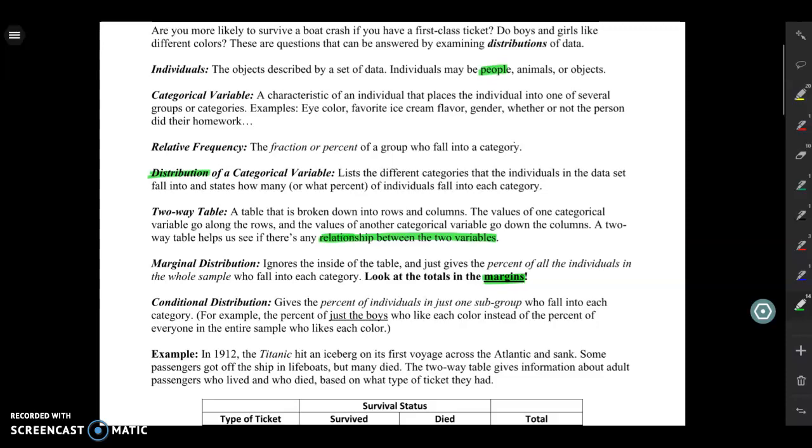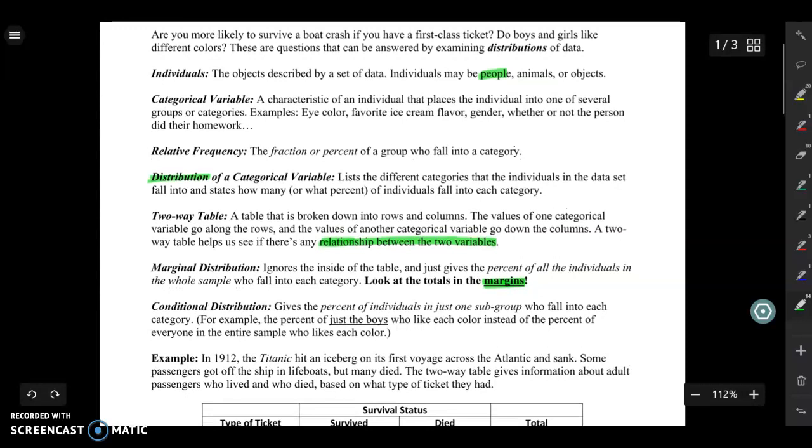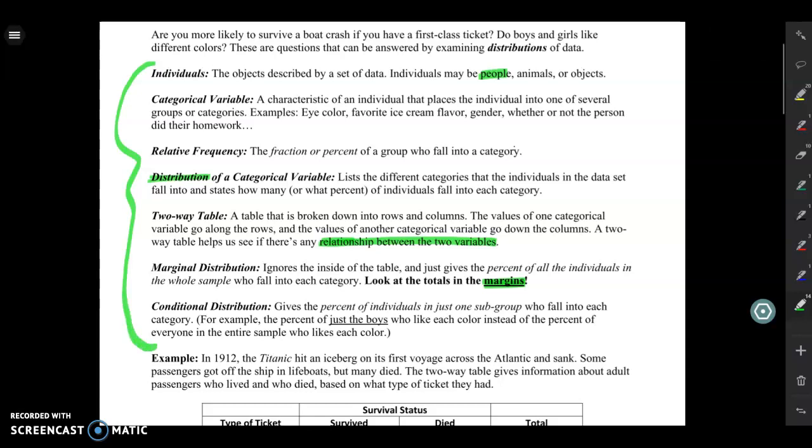Conditional distribution gives the percentage of individuals in just one subgroup, right? So now we're going to start looking at what percent of the people that we interviewed were adults that liked the color orange? Or what percent were kids that liked the color green? Now we're getting an even smaller subgroup, and we're just talking about a very specific group of people. So these are some really important vocab words that we're going to use throughout today.